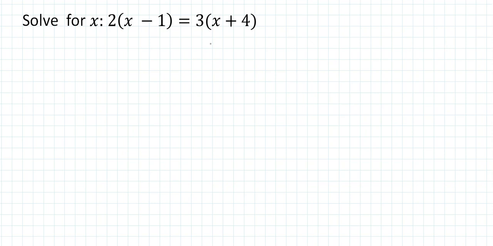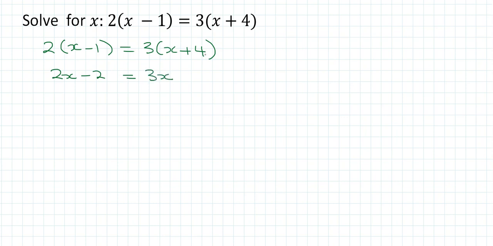I'm going to start by writing out the equation first. 2(x - 1) = 3(x + 4). So we're going to start by distributing on both sides, and that simply means the number to the left of the parentheses, you would use that to multiply every term in the parentheses. So 2 multiplied by x is 2x. 2 multiplied by negative 1 is negative 2, equal to 3 multiplied by x, that is 3x. 3 multiplied by positive 4, that is positive 12.